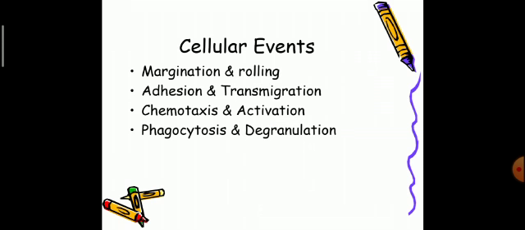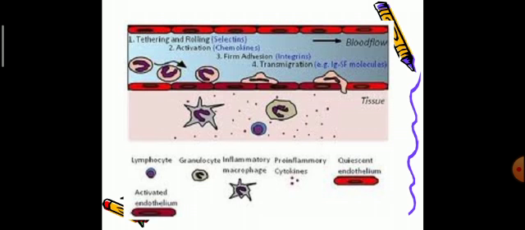Cellular events: margination and rolling. These are the cellular events now. First is margination and rolling, adhesion and transmigration, chemotaxis and activation, phagocytosis and degranulation. So this is basically the cellular events. You can see first the neutrophils are tethering and rolling, again mediated by the selectins. There is activation by the chemokines. There is firm adhesion, and there is transmigration through the capillaries.